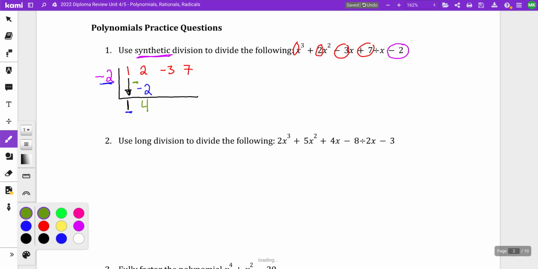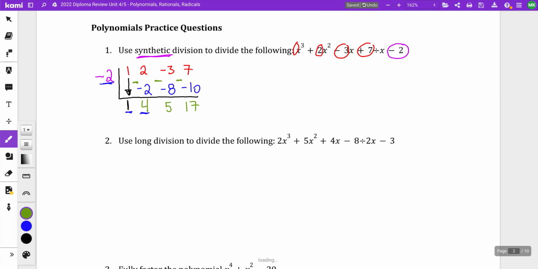And I repeat the process. So I take the negative 2 that's purple, multiply it by that green number. Negative 2 times 4 is negative 8. Again, we subtract. Negative 3 minus negative 8 is going to give me a value of positive 5. Multiply. Negative 2 times 5 is negative 10. 7 subtract negative 10 is positive 17.